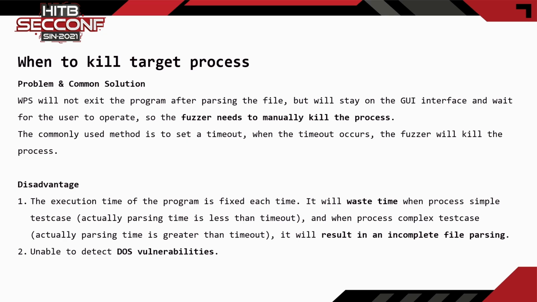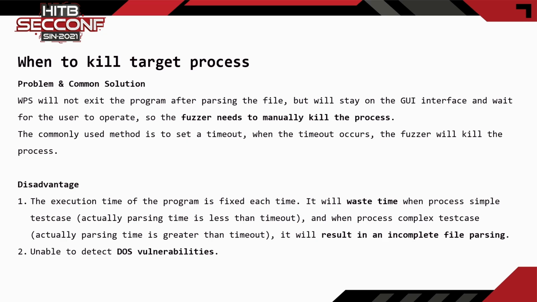Now we have a trace module that can trace WPS. We can start fuzzing with the GDB Python plugin tracer, but there are two problems that affect the fuzzing speed. The first problem is that WPS will not exit the process after parsing the file, but will stay on the GUI interface waiting for the user to operate. So the fuzzer needs to manually kill the process. Therefore, the problem is when to kill the process.